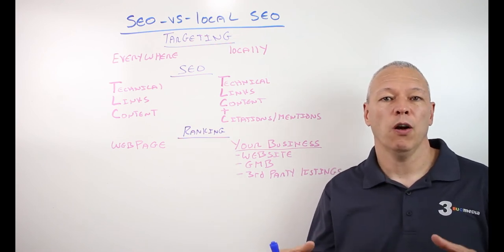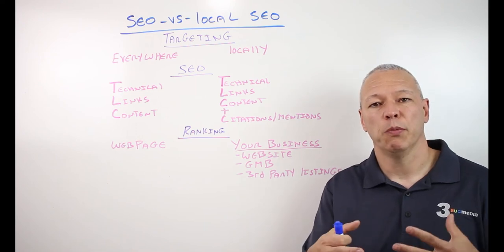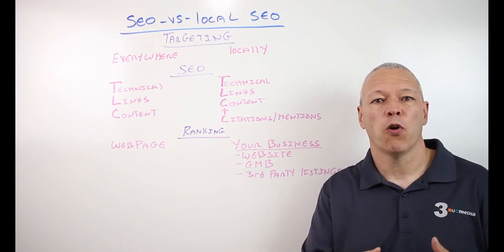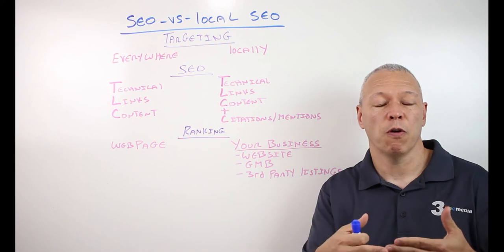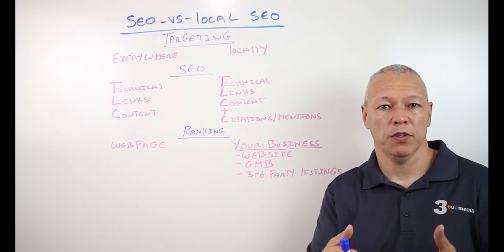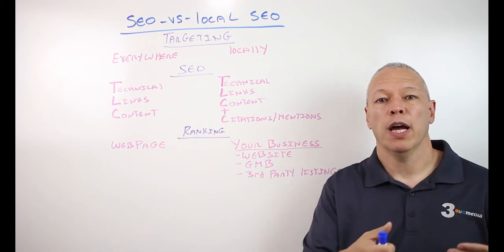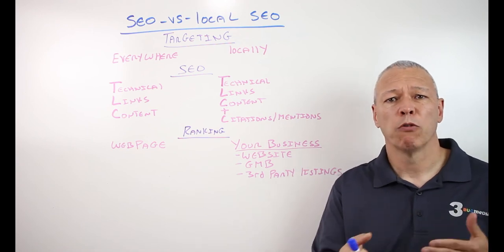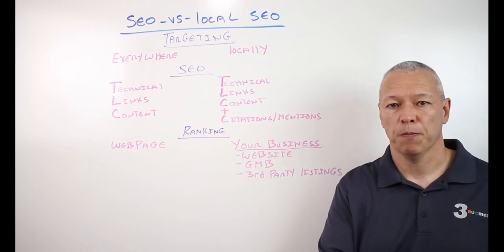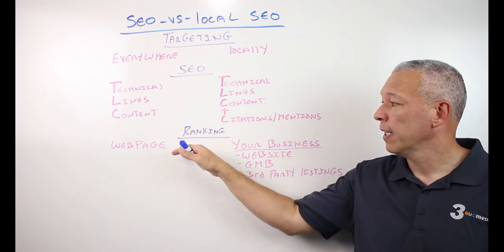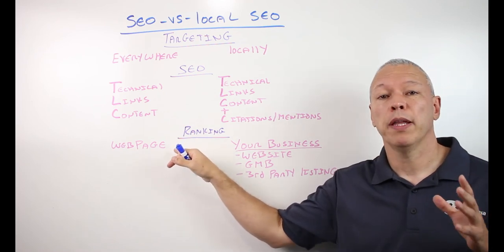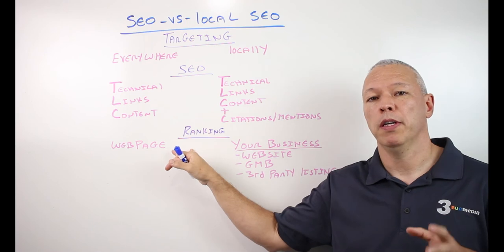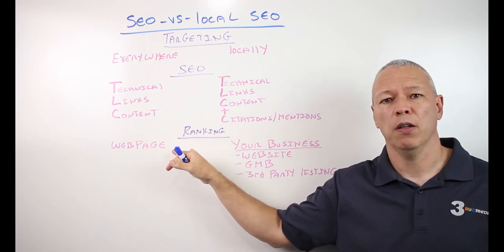So Google will take all of these citations, these mentions of your business online, and start to form an opinion from what people are saying about your business online, and use that as a factor when ranking your business locally. So I hope that makes sense. And lastly, we have ranking. And this is probably the biggest and most important difference between SEO and local SEO.